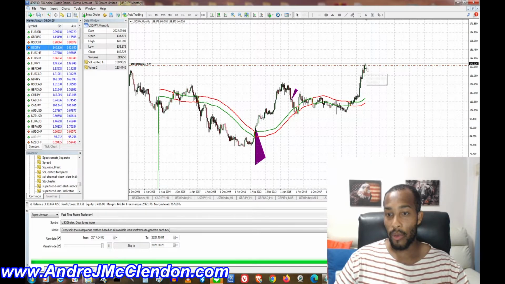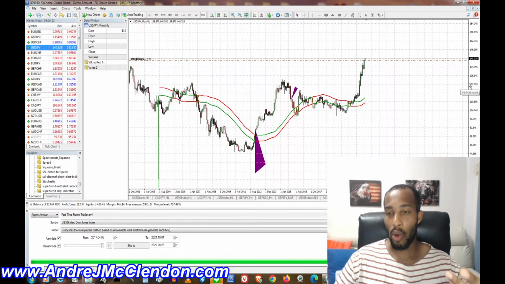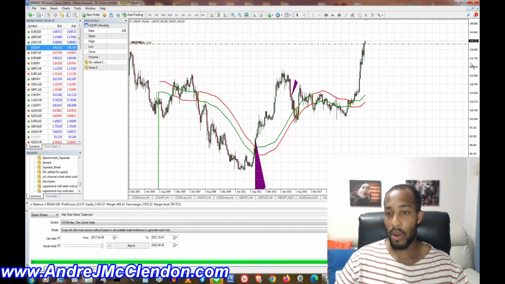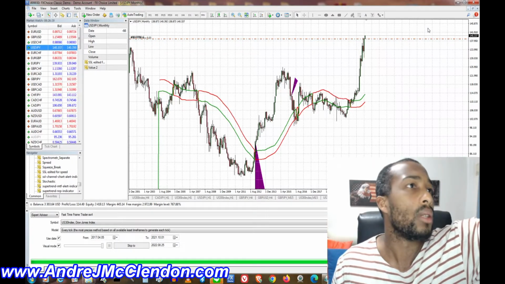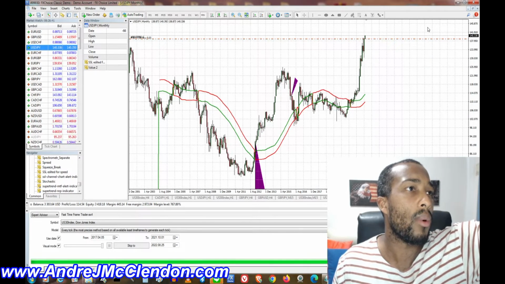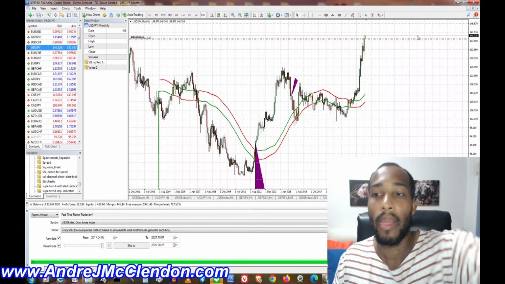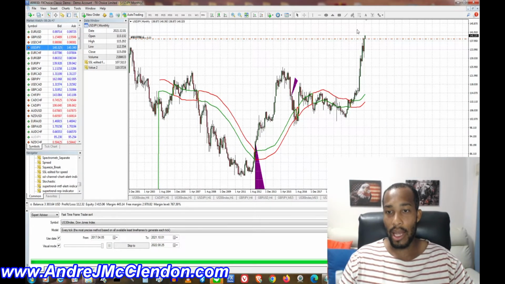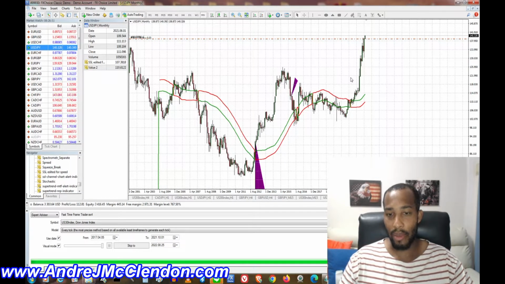So for me, my EA got me into this trade. I programmed new EAs, and this is my newest EA that's been running since August 19th. So it's a brand new one, and it got into the trade here. I do most of my trades by EA. If I haven't got an EA built for it, I usually just trade manually.